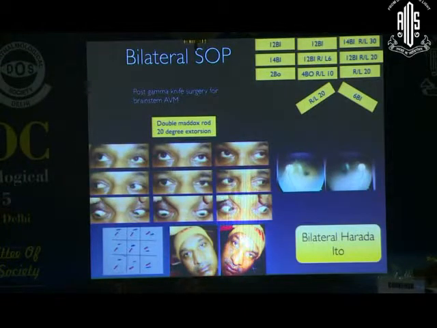This is another patient who complained of torsion, basically torsion. So he was a patient of brainstem AV malformation and he underwent post-gamma knife surgery. Post that, the patient developed this.